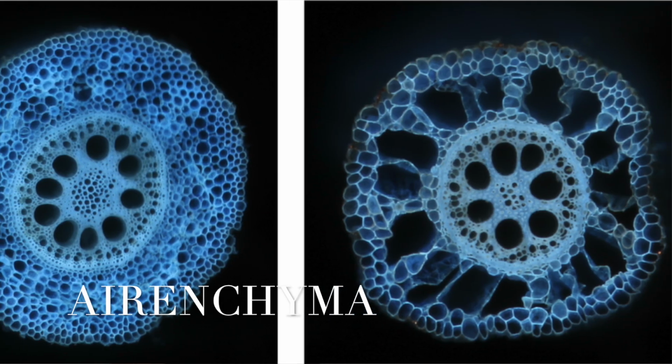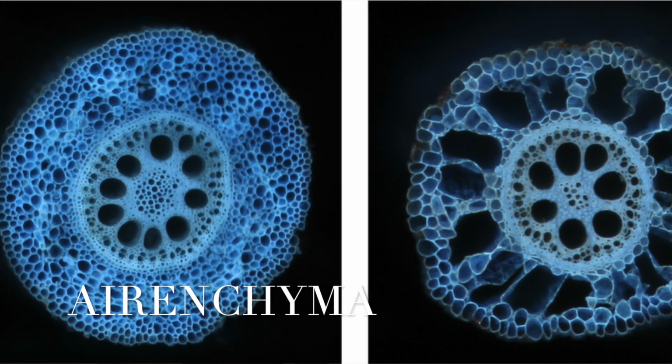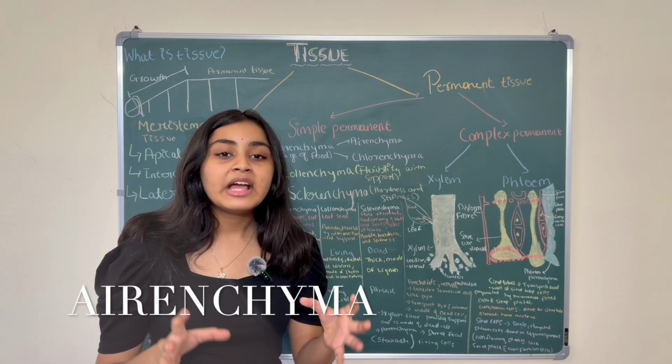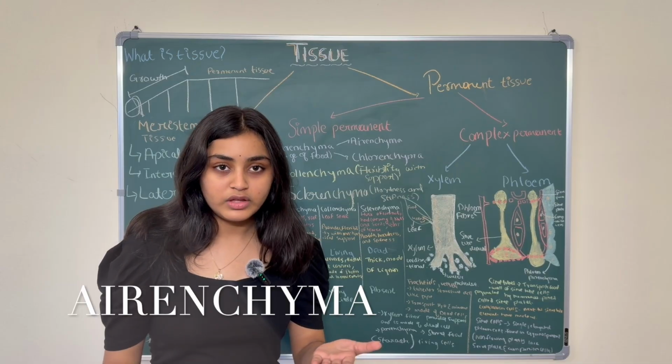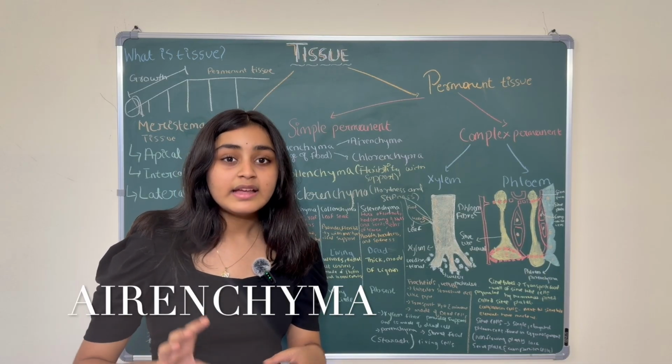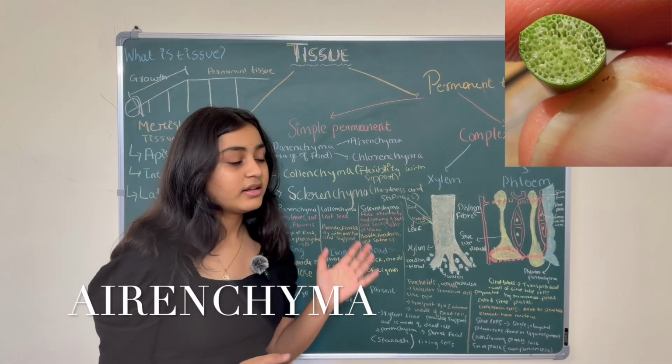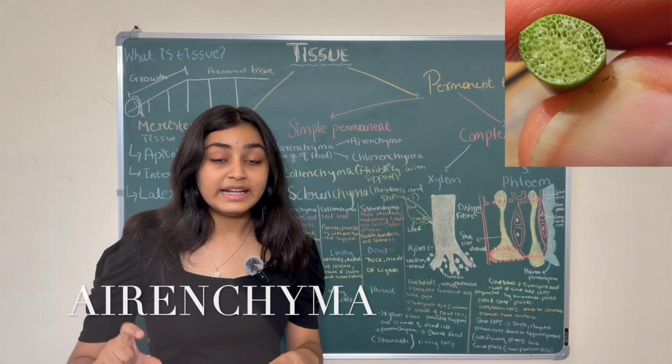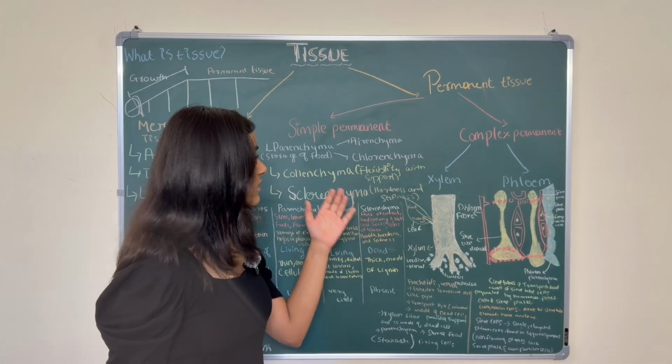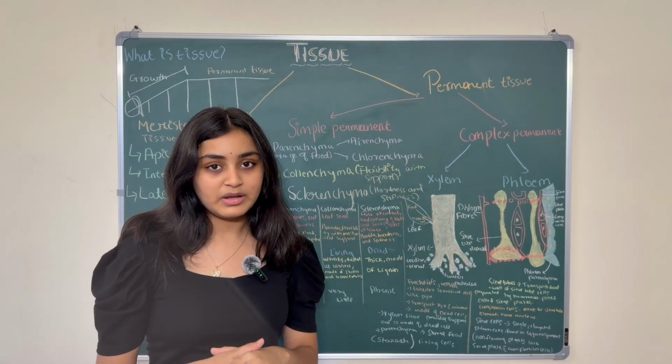Aerenchyma is a type of parenchyma which has large air cavities in between, and it helps the plant float on the surface of the water. It gives them buoyancy, for example in the lotus plant. That is what helps it to float, and the aerenchyma is responsible.